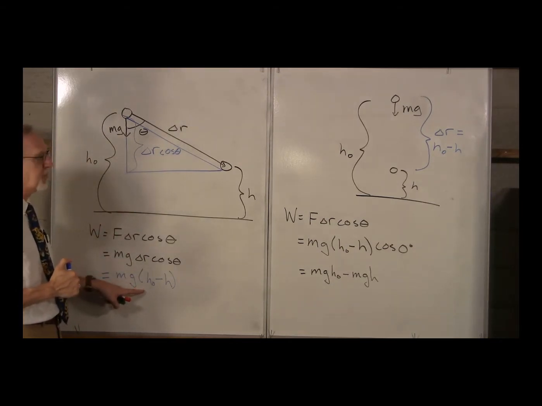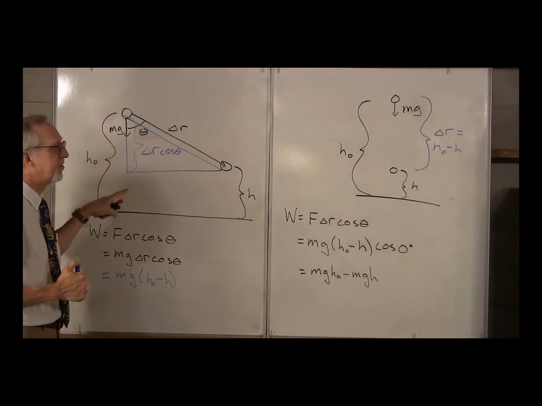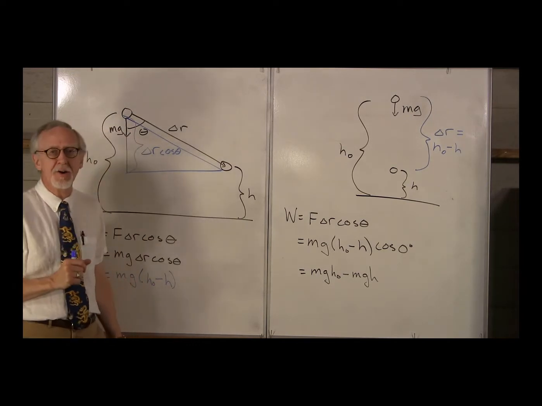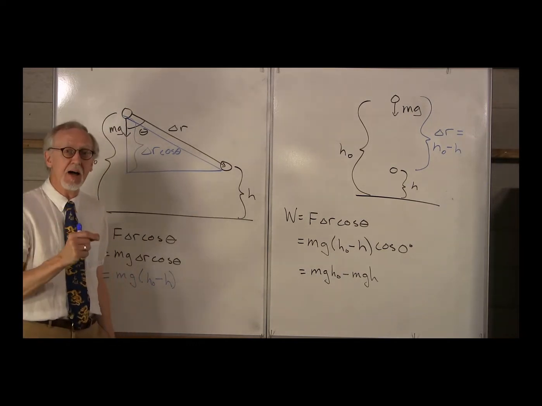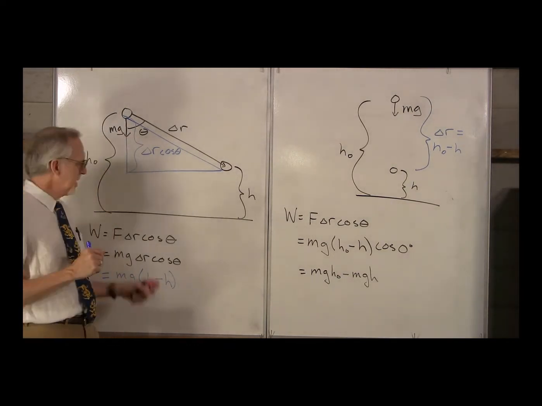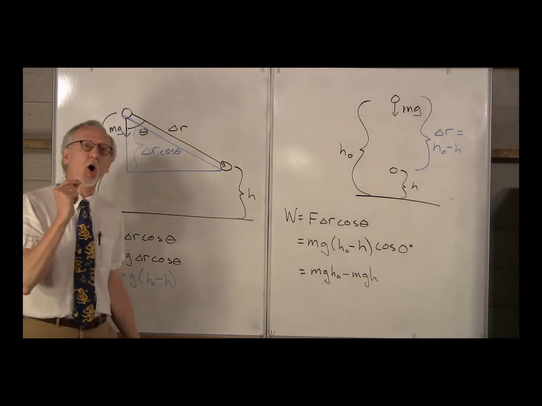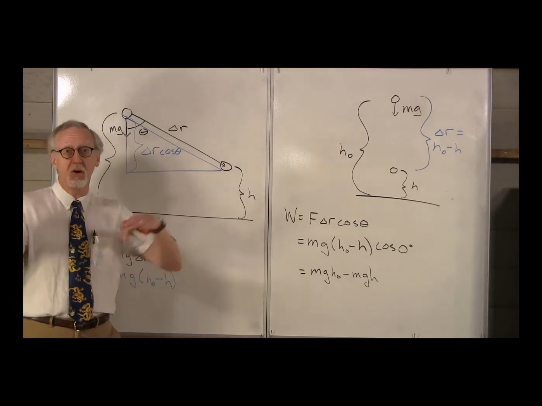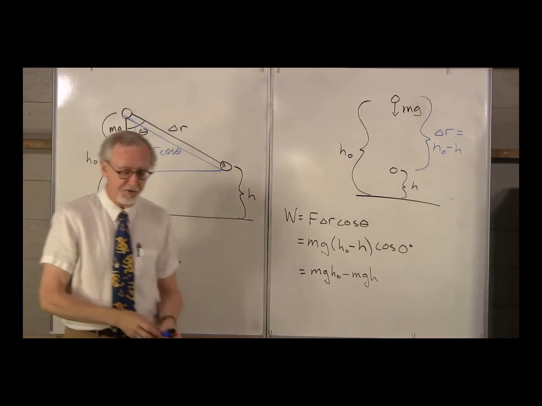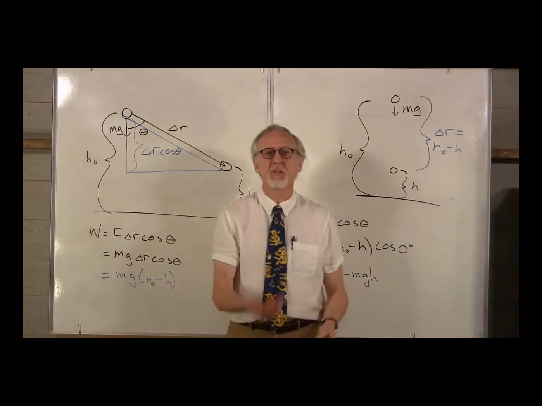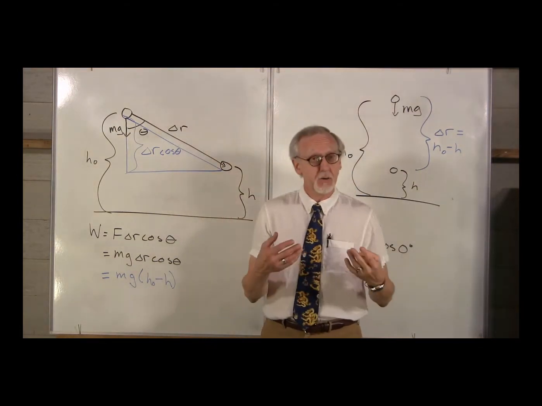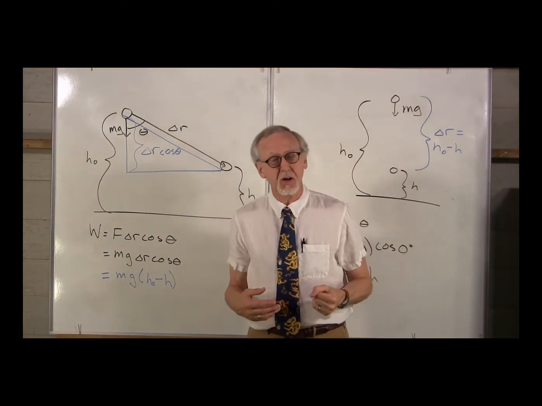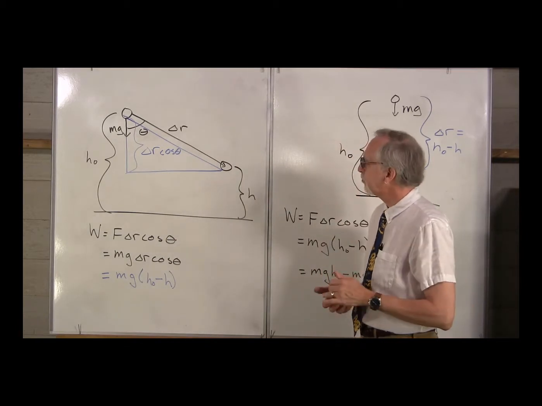This only depends on the initial height and the final height. It doesn't matter how the object got from one height to the other. This work done by gravity only depends on the initial height and the final height. Or it could be going the other way around. If we throw something upwards, gravity would still be doing work on it, but let me come back to that in just a second.